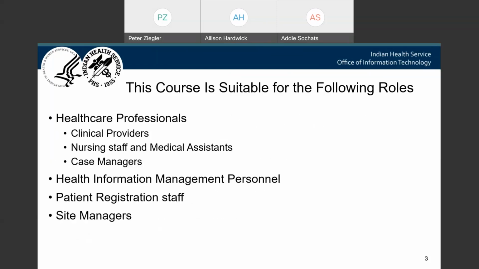The course is suitable for the following people, including but not limited to healthcare professionals, that would be clinical providers, nursing staff, medical assistants, case managers, anyone essentially on a care team, health information management personnel, patient registration staff, and site managers.